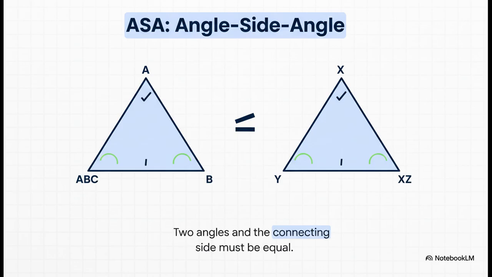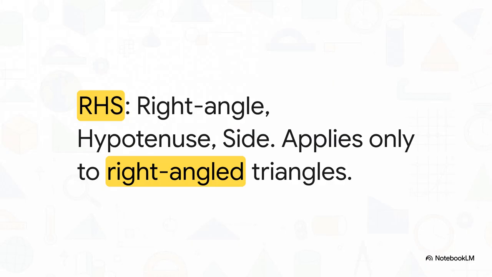Third on our list is ASA. You've probably guessed it. If you've got 2 angles and the side that connects them being equal in both triangles, then they are congruent. Again, position is everything. It has to be the corresponding side sitting right between those 2 angles. And finally, there's a special one that's just for right-angled triangles, RHS. This stands for right angle, hypotenuse, side. To use this, you've got to tick 3 boxes. Both triangles have a right angle, their longest sides, the hypotenuses, are equal, and one of the pair of corresponding sides are also the same length.